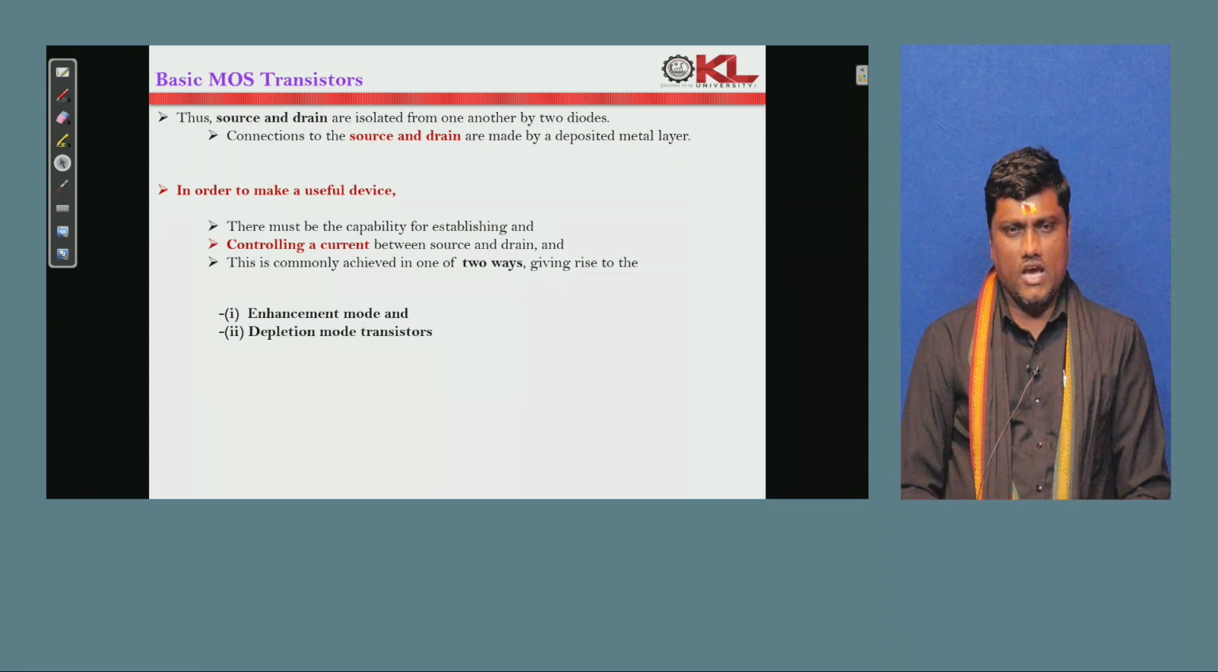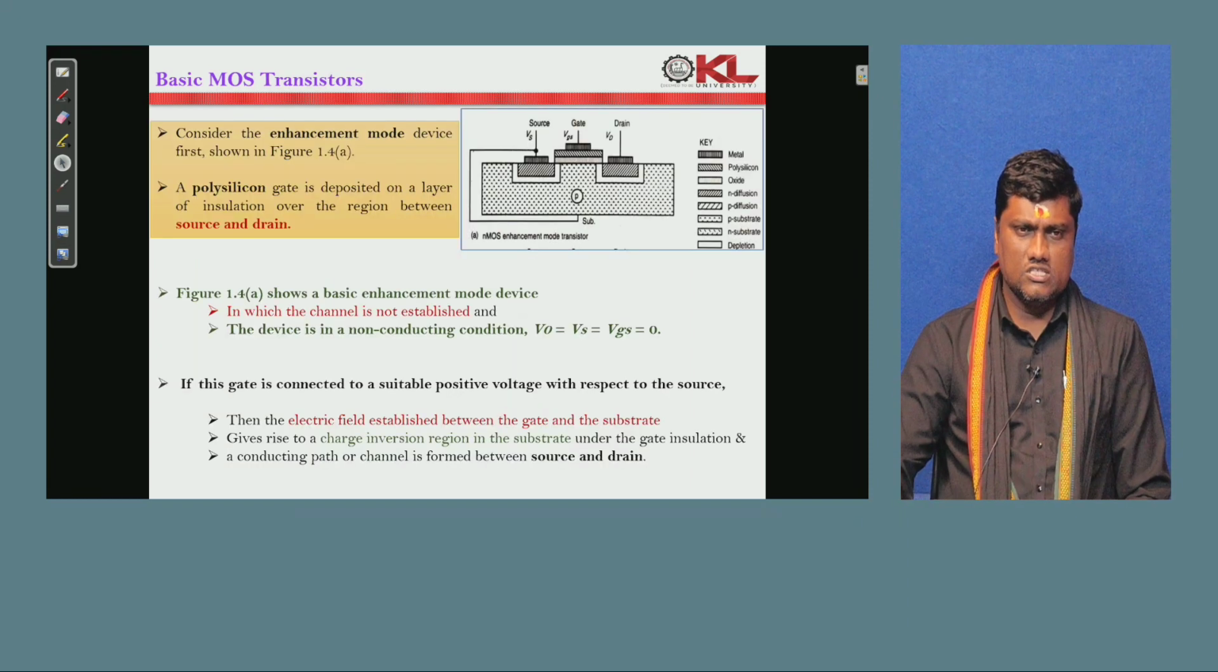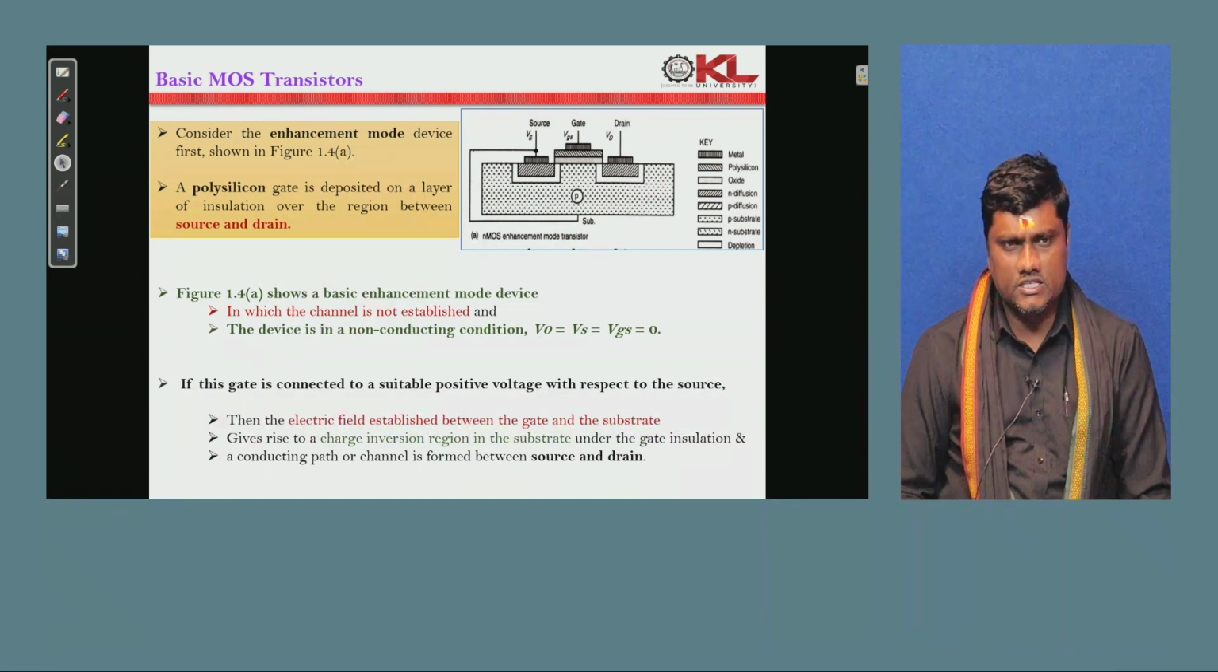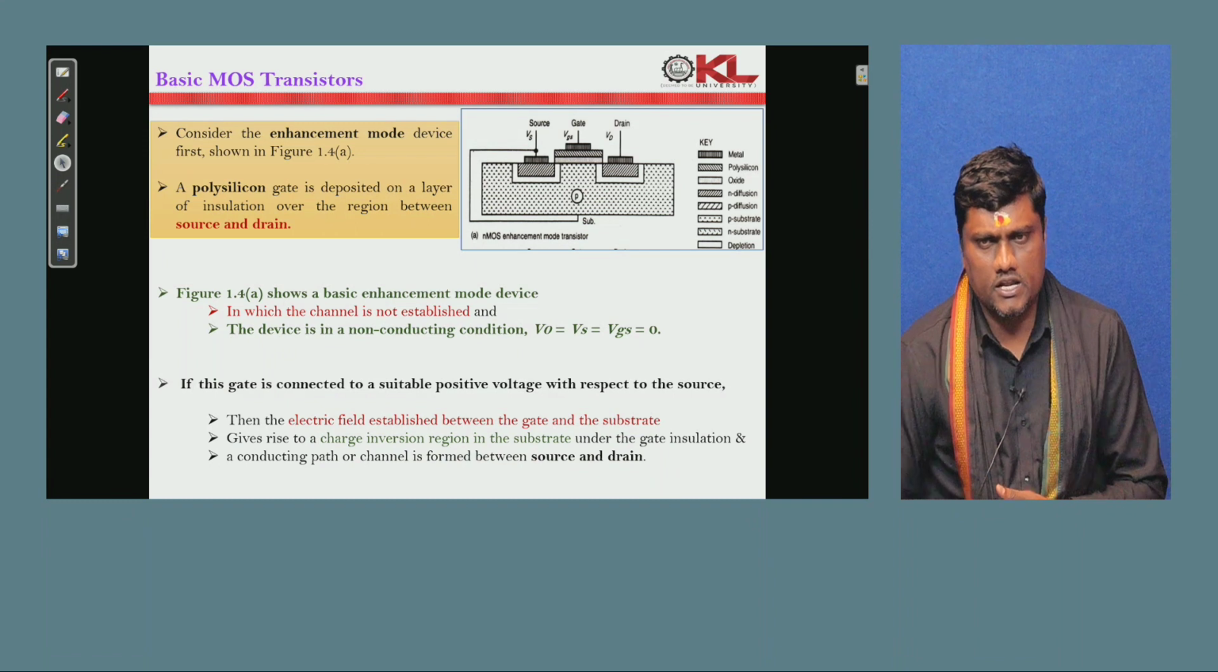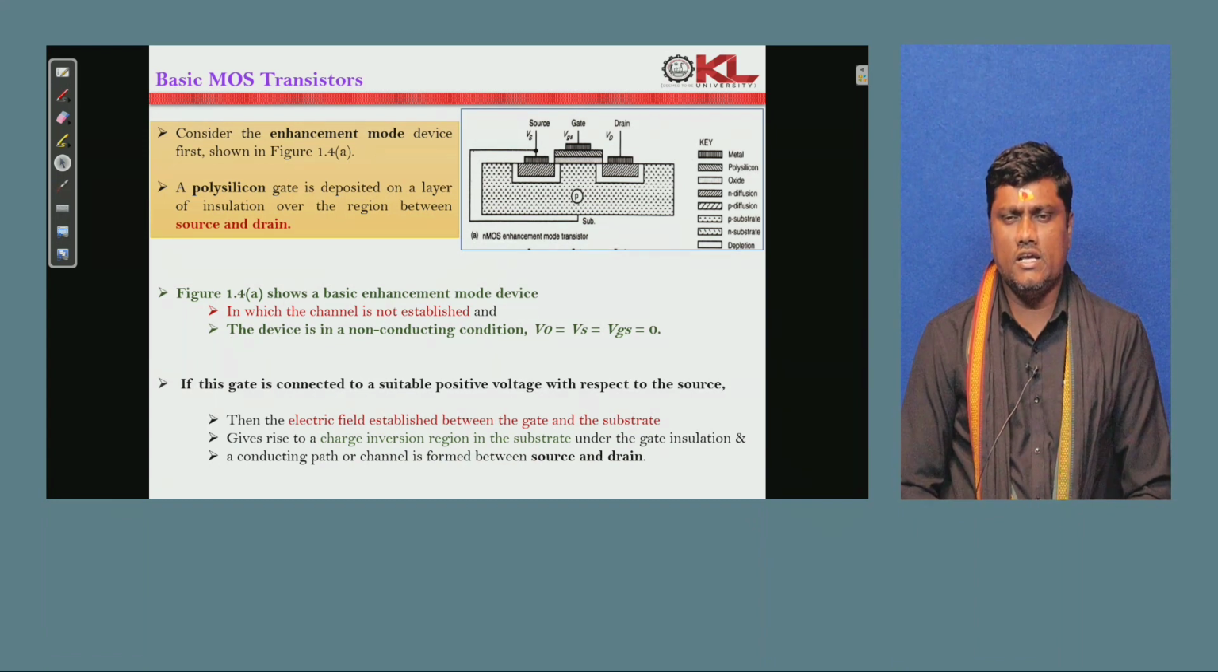For that we have two ways. One is called enhanced mode transistor, the other one is the depletion mode transistor. In the enhanced mode transistors, we have the key layers. The key layers are the metal layers, polysilicon layers, oxide layers, n diffusions, p substrate, n substrate, and also the depletion layers.